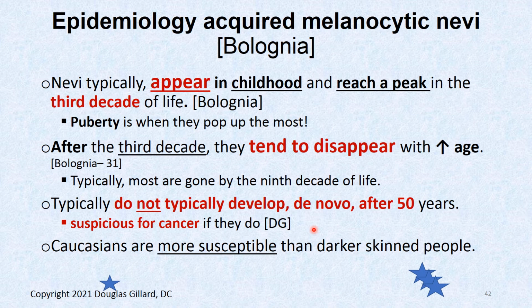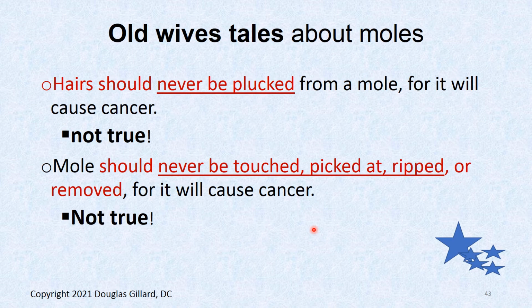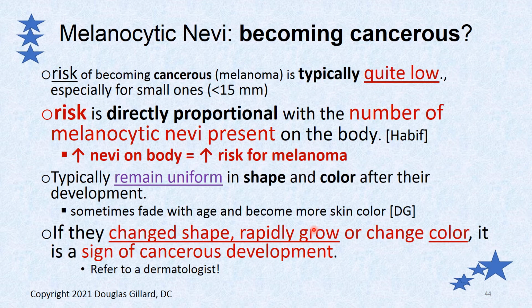Let's see what else here. Yeah, we got that slide done, I think. Some wives' tales. I always thought it was wise tales, but it's wives' tales. You should never pluck a hair from a mole because it'll make the mole become cancerous. Absolutely ridiculous. And my mom used to tell me stuff like this. But they didn't know back then. That's not true. It will not make it become cancerous. Or you shouldn't pick at it. I mean, you shouldn't because it might get infected, but it's not going to make it become cancerous if you pick it off or it gets ripped off or something like that. You don't have to worry about that.